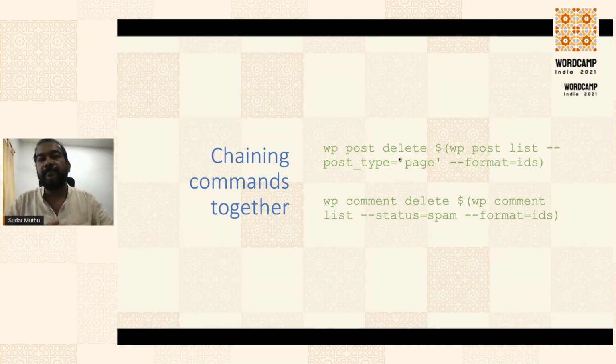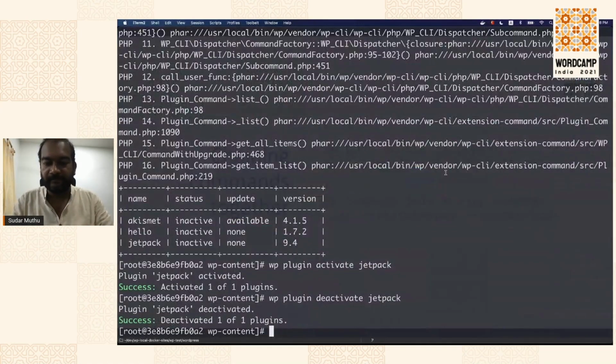But let's say if I want to delete all the pages, it's going to become a little tricky for me to copy all the IDs and then give it to the command, right? So instead of doing that, what I can do is basically use the WP post list command, and I'm going to say list all the pages and give me in the format of IDs. Okay, let's just run this command alone to see how it works.